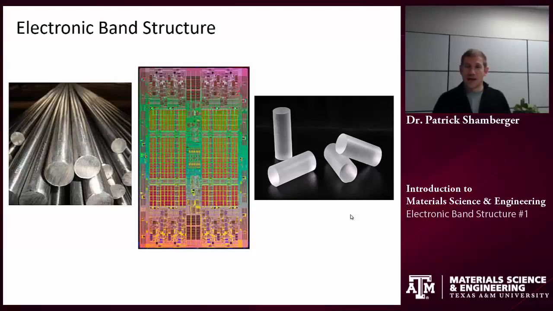Band structure and band gaps. What do these terms mean, and where do they come from when we start combining the properties of individual atoms? So we know we have materials that behave very differently electronically and optically.